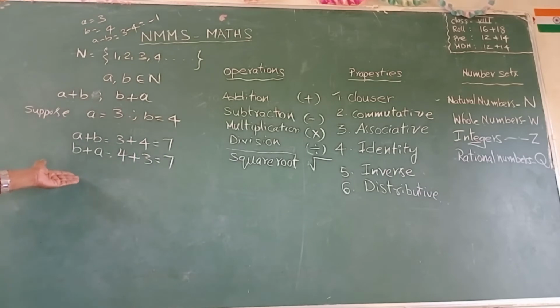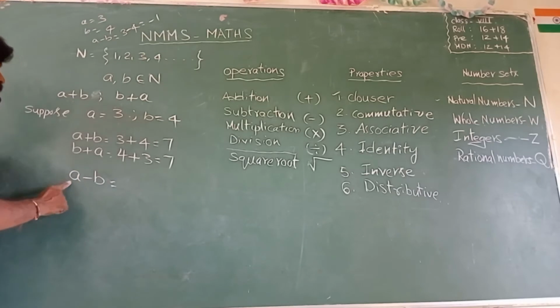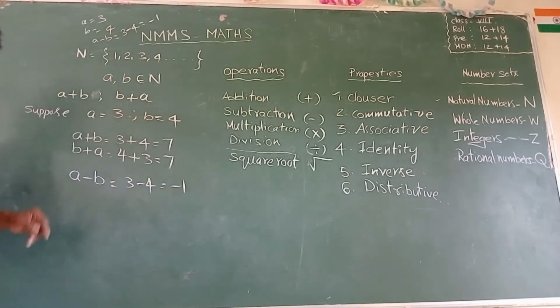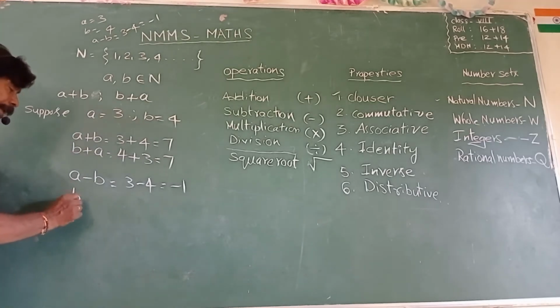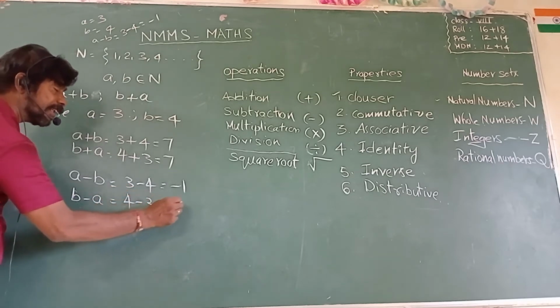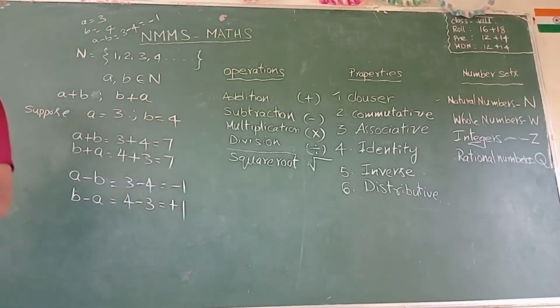Now we can see for subtraction also. For subtraction, A minus B, A is 3, minus B is 4, that is equal to minus 1. B minus A, B is 4, minus 3, that is equal to plus 1. We didn't get the same answer. So it is not commutative. Addition is commutative. Subtraction is not commutative.